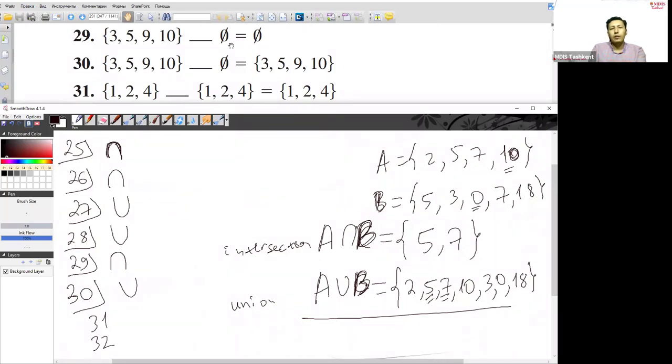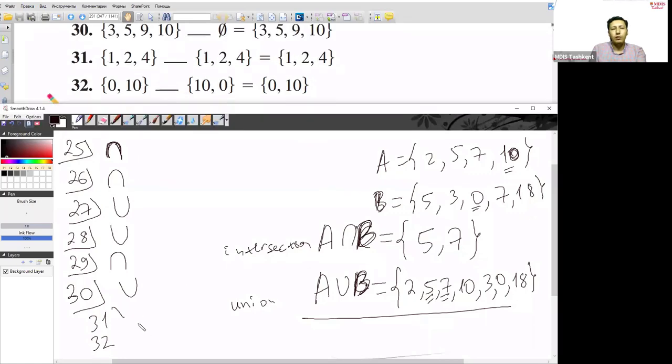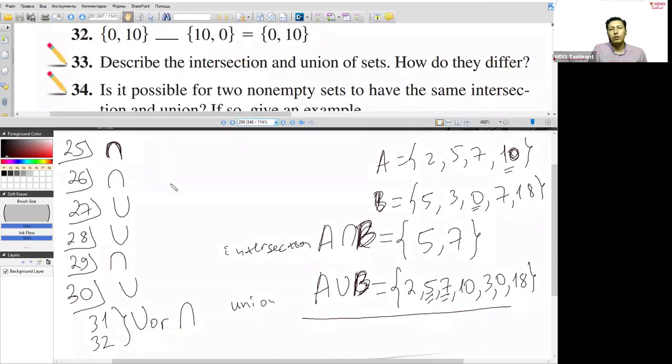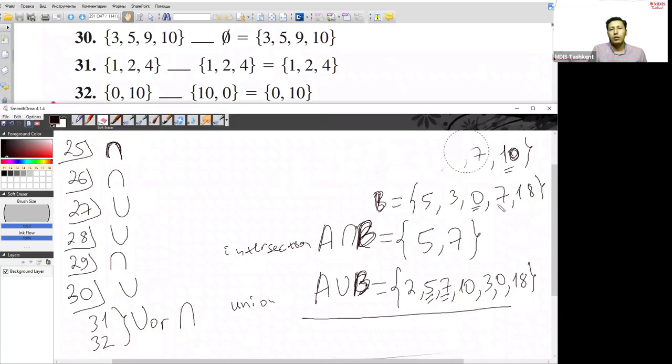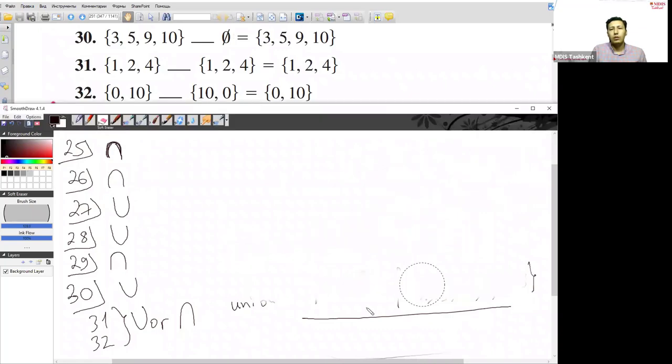We have same sets, so it doesn't matter. You can put union or intersection. You get same set again. It doesn't matter, you can put intersection or union because these two are same sets, so you get the same set again. May I clean and move to next question? Clean this part first.